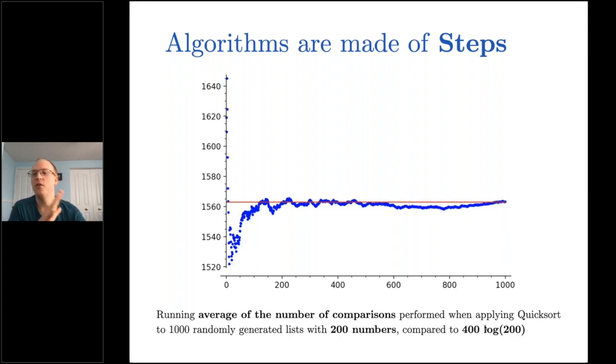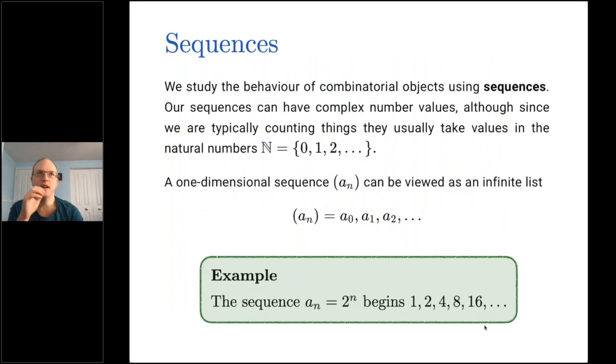These are some motivations for why we want to know different properties of discrete structures. Now we're going to move on and say, how do we actually study discrete structures? And sometimes I'll call discrete structures combinatorial objects. So we're going to study the behavior of combinatorial objects using sequences.